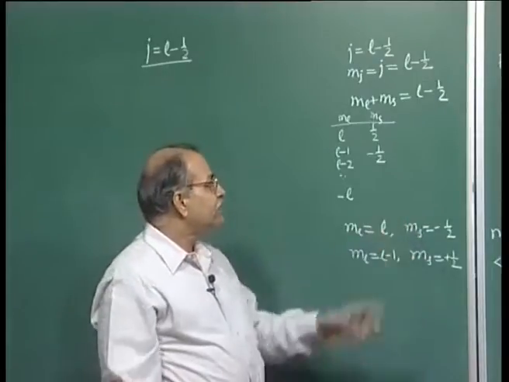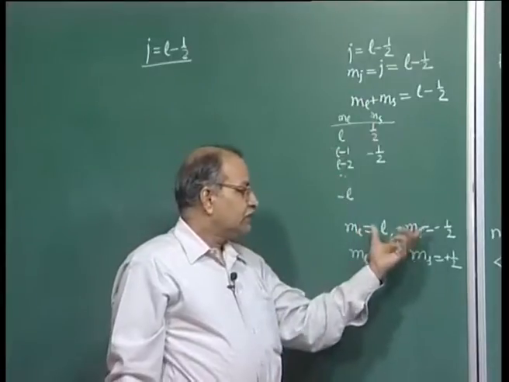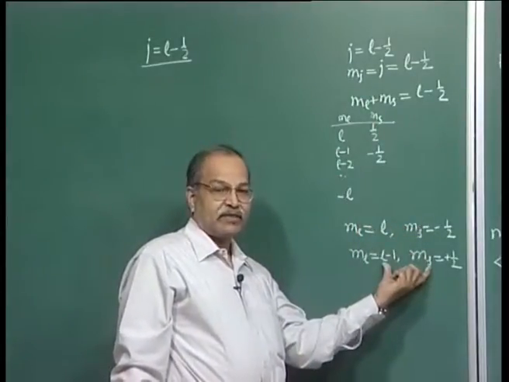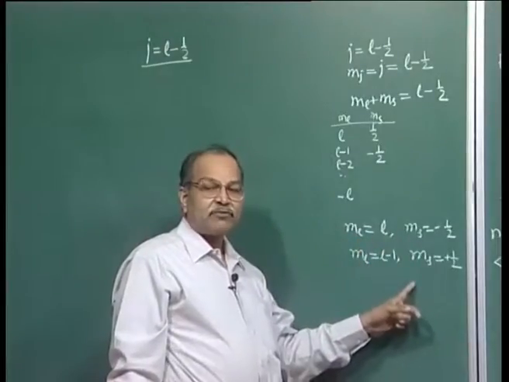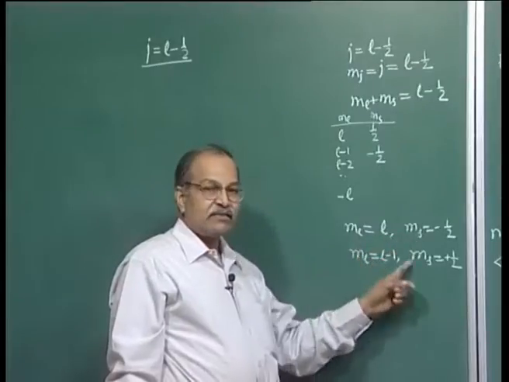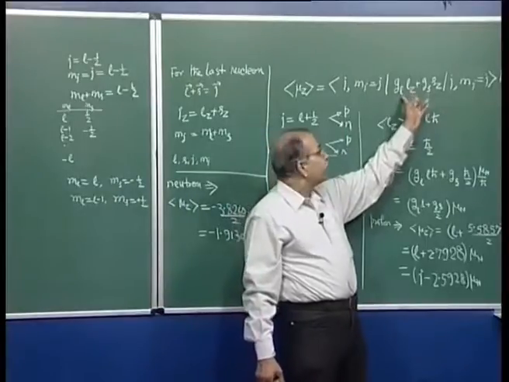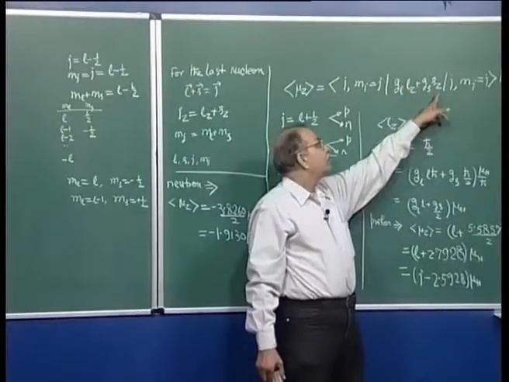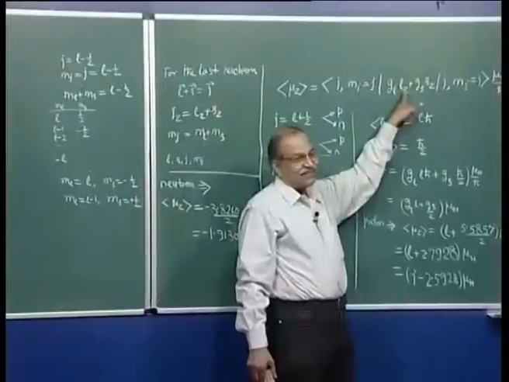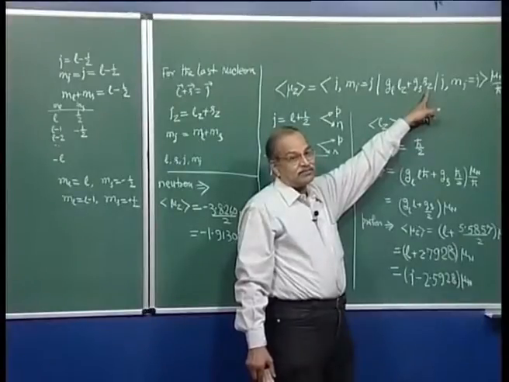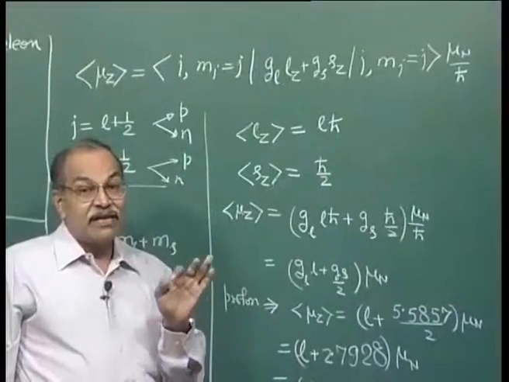So, when I write the state j and mj equal to j, it will contain this as well as this. Why am I talking in terms of ml and ms if they are not definite? I am talking in terms of ml and ms because I have to calculate this mu z, and that contains Lz and Sz, and for Lz the expectation value is ml times h cross, and for Sz it is ms times h cross. So, I need those ml and ms, that is why I am talking in terms of ml and ms.